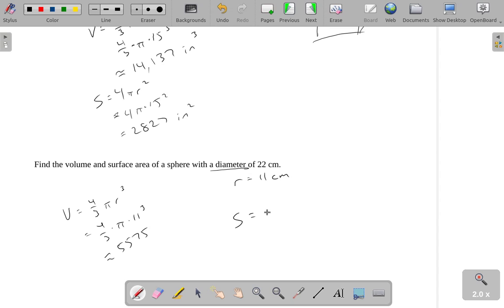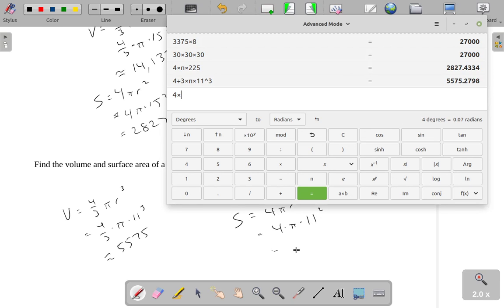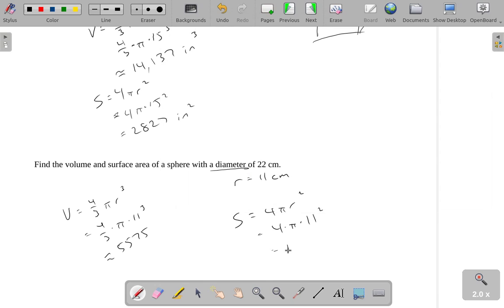And the surface area, which is 4 pi r squared, it's 4 times pi times 11 squared. 4 times pi times 11 squared, which is 121, we get 1520. This would be in cubic centimeters over here. This would be in square centimeters over here.